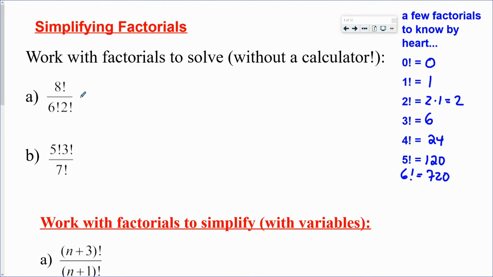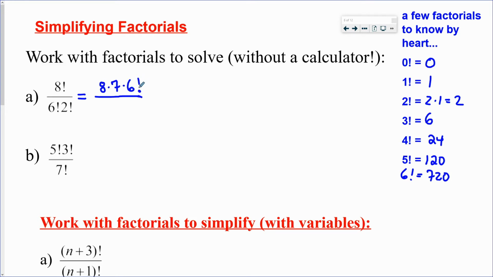Okay, so questions like this, well, we can use algebra to solve. So, you've got to be a little sneaky. Obviously, they will use factorials that you might not be able to calculate without a calculator. So like 8 factorial divided by 6 factorial times 2 factorial. Well, there's a trick to this. Because we know that 8 factorial really just means 8 times 7 times 6 times 5. So we're just going to leave it right there.